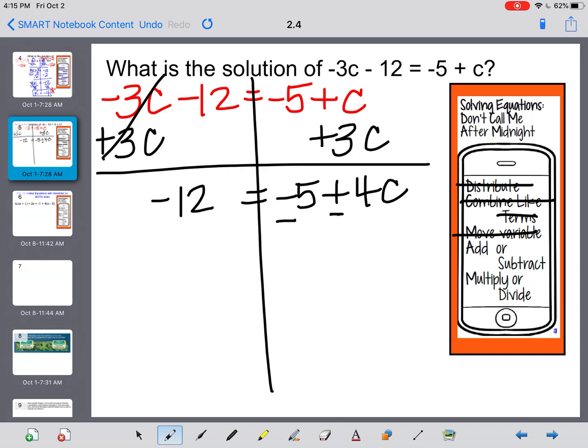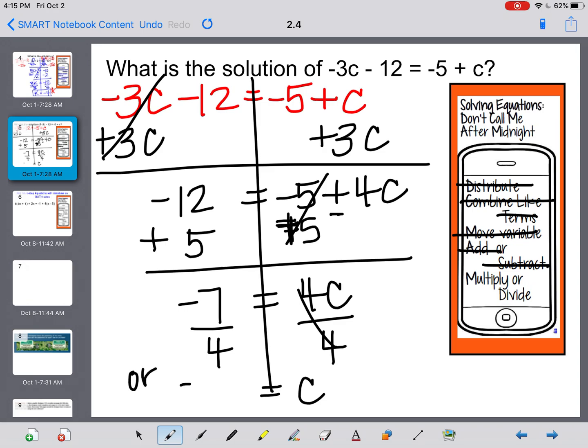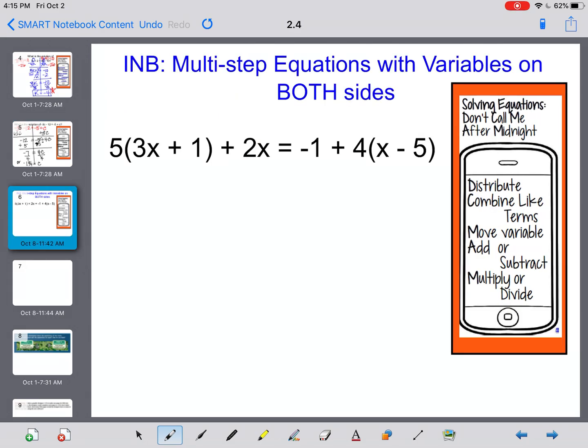Now I'm going to add or subtract. In this case, I have to subtract a negative 5. So minus a negative 5 actually means that I'm adding 5 to both sides. I'll be left with 4c equals negative 7. And then I multiply or divide. In this case, I'm going to divide by 4. Now, I don't want the decimal for this. You can leave it as negative 7/4, or you can say negative 1 and 3/4, whichever makes you feel better.